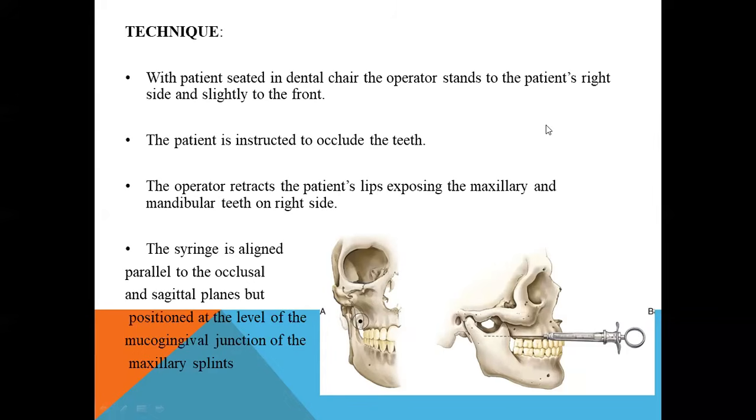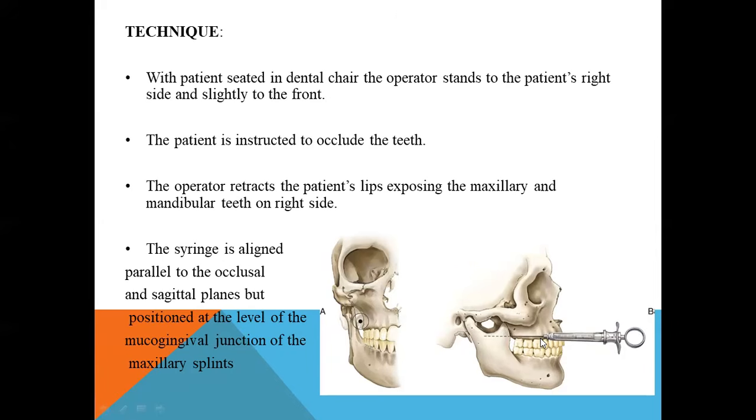So how to proceed with that? The patient is seated in the dental chair, and the operator stands to the patient's right side and slightly to the front. The patient is instructed to occlude the teeth, which means the patient has to bite in the chewing position. This picture shows the patient in the chewing position with the teeth occluded. The operator retracts the patient's lip, exposing the maxillary teeth and the mandibular teeth on the right side.